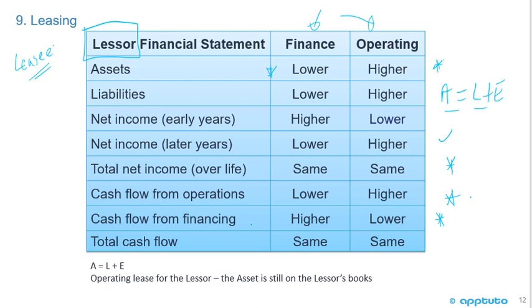Of course, here I'm getting paid back my principal, so my cash flow from financing is going to be higher, okay? Because it's a finance lease. The lessee has the asset, and I'm getting back my interest and my principal, so my cash flow from financing is going to be higher than on an operating lease where I'm just collecting a rent payment. And again, it's the same story that the total cash flows over the 4 years is going to be the same, okay? And the total net income over the life is going to be the same. It's just going to be a timing issue.